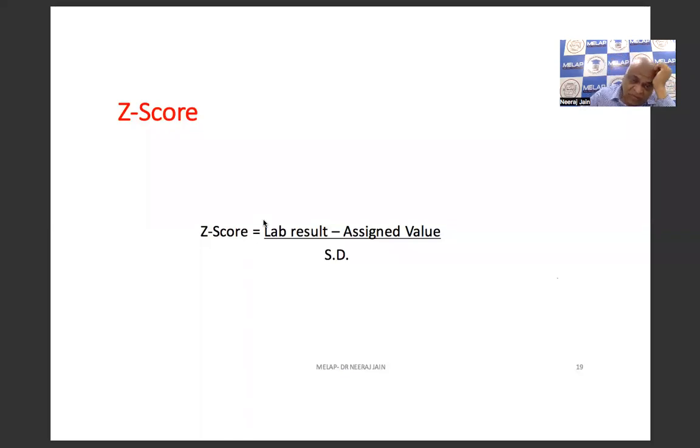So now how is Z-score calculated? Most of the time people follow group mean. Lab result minus group mean divided by standard deviation. This is not the standard deviation which you are calculating from your IQC. It is the standard deviation provided to you by the EQAS providers. The assigned value and standard deviation are available in the EQAS report. Lab result you are providing to them, then they calculate your Z-score and tell you whether your Z-score is within acceptable limit or not. You have to take action appropriately, right? So some more details, interpretation, how to take action on this EQAS outlier, that we will be discussing in detail in EQAS interpretation.